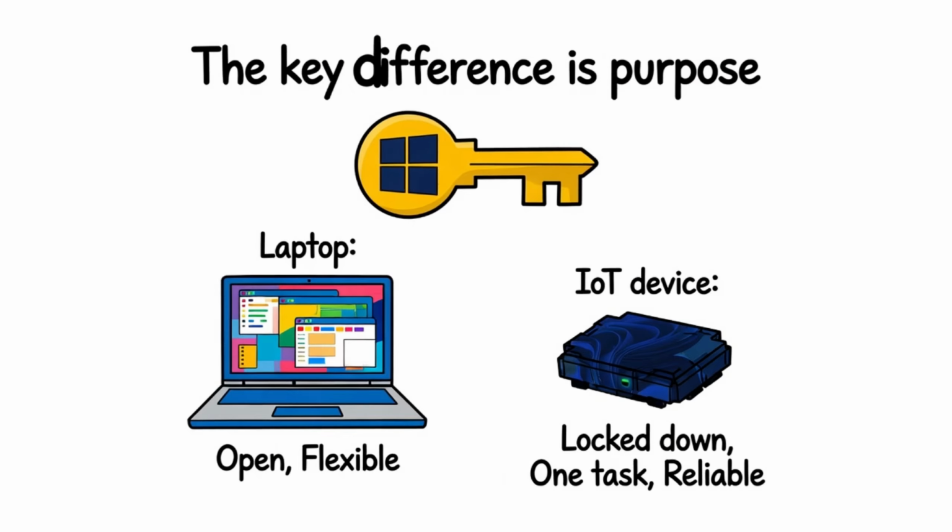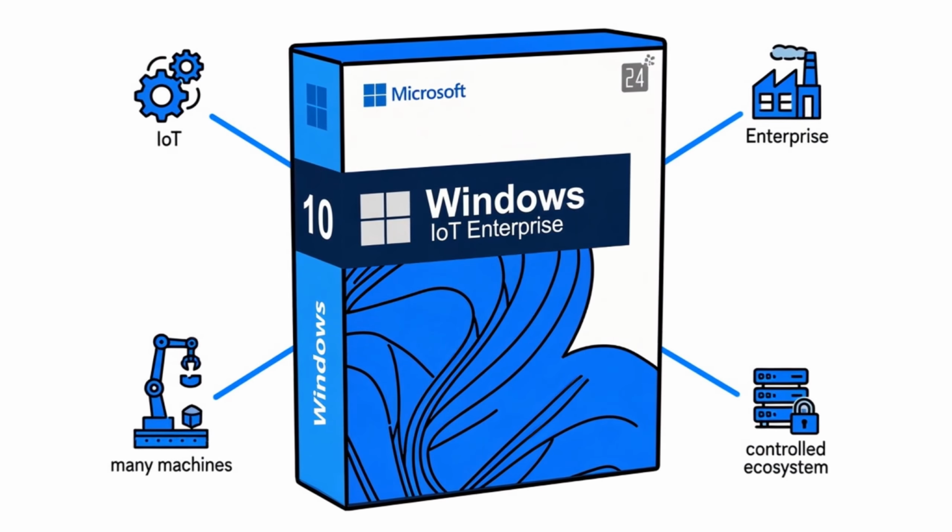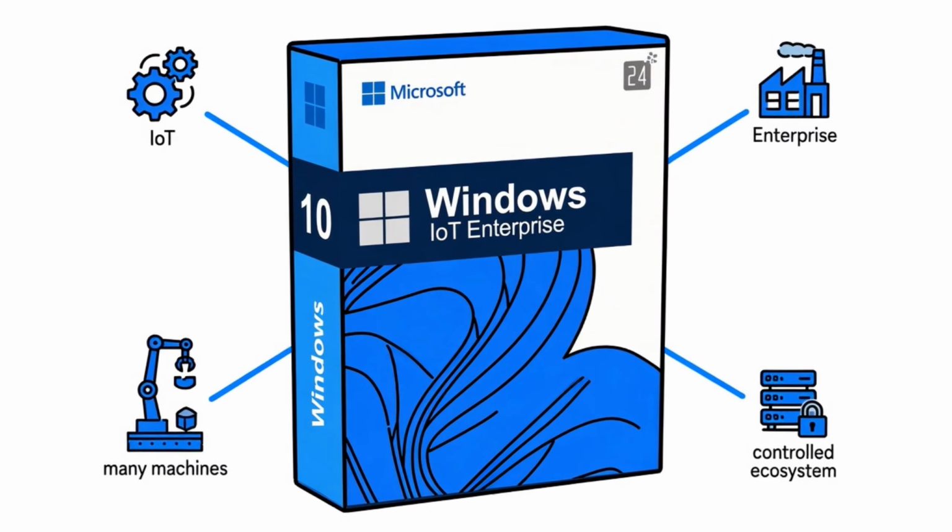The key difference is purpose. A laptop is open and flexible, but an IoT device is often locked down to do one task reliably. A checkout terminal should not behave like a student laptop. A factory controller should not be interrupted by unnecessary changes. Windows 10 IoT Enterprise matters because many important machines need the Windows ecosystem, but they need it in a controlled, specialized form.